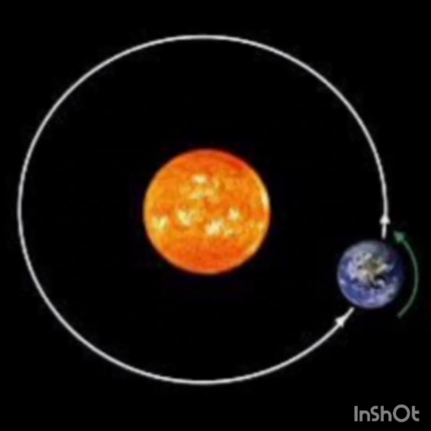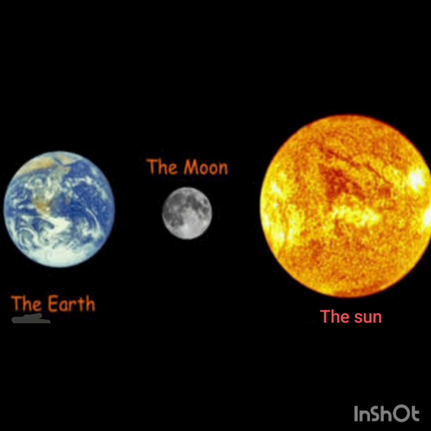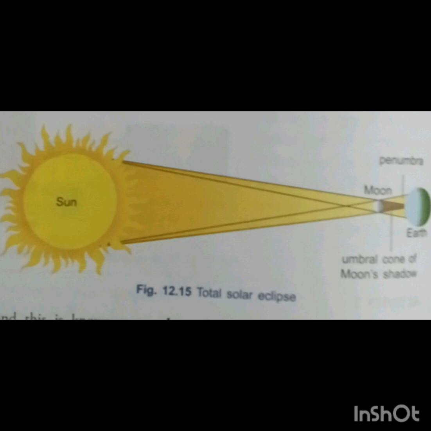Students, as the earth revolves around the sun, it sometimes happens that the sun, the moon, and the earth are in a straight line with the moon in between. In this case, the shadow of the moon falls on a portion of the earth, and this is known as a solar eclipse. It occurs only on a new moon day. New moon day means Amavasya.